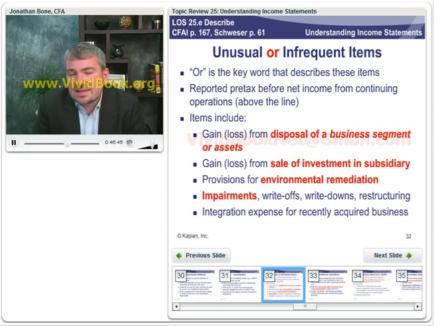Write-offs and write-downs are a bit like impairments, but they tend to relate to inventory. Now, of course, if your inventory has become completely obsolete and you're not going to be able to sell it, you're going to have to write it off.